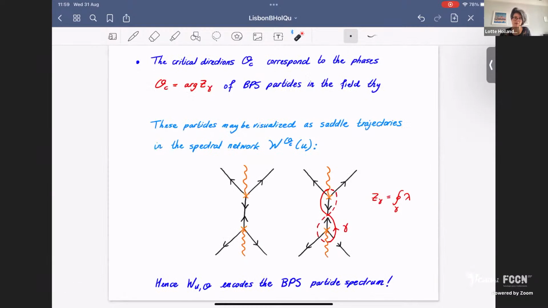The interesting thing is that these critical directions exactly correspond to the phases of the central charges of the BPS particles that we have in the field theory. You might remember that we introduced these spectral networks, and that in these spectral networks there were critical phases where some of these trajectories started to overlap, and we got these saddle trajectories, which corresponded to BPS particles. It turns out that these critical phases are exactly the critical directions of this Borel sum of W. So we get this really nice picture that this more general object not only encodes this Nekrasov partition function, but it also contains the complete BPS spectrum of the corresponding gauge theory.